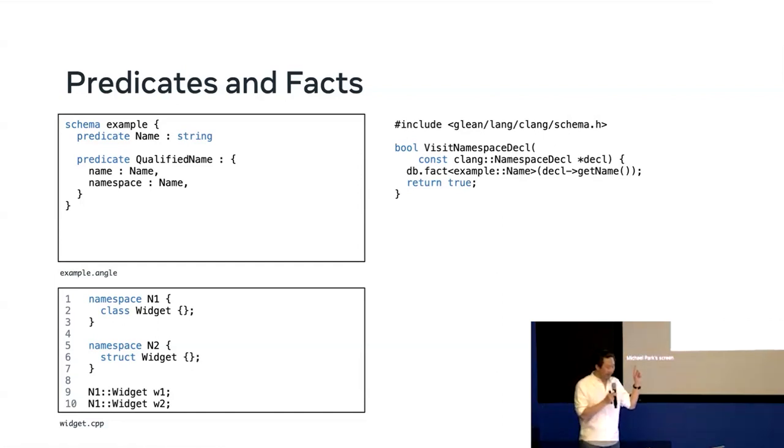Example::Name is generated by Glean based on the Angle schema, and it's available to you through glean/lang/clang/schema.h. So that's going to write the fact to Glean, and as a result of that call, you're going to get a handle to that fact, and I'll show an example of where we use that in a bit. But this is basically just writing out an instance of the Example.Name predicate, and writing the fact to Glean. Okay.